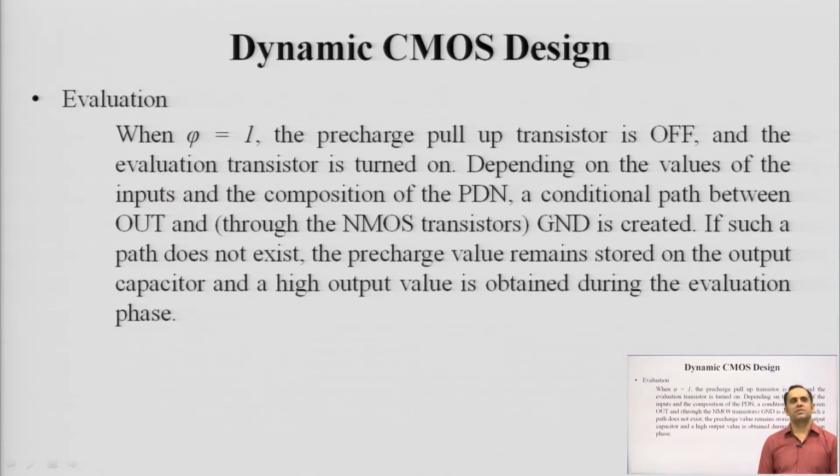If such a path does not exist, depending on your logic condition, you do not want the output to go to logic 0. You want the output to be high, then no change is required on the output, because during the pre-charge stage your load capacitor is already charged to 1. This is how evaluation is done. So, for an NMOS dynamic CMOS circuit, clock low means the pre-charge stage and clock high means the evaluation stage.